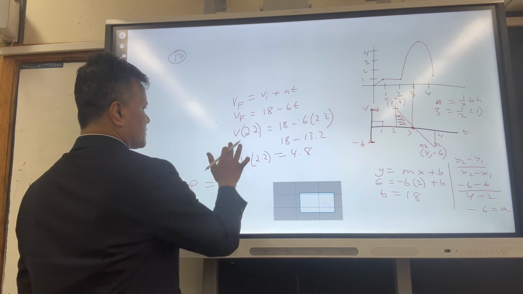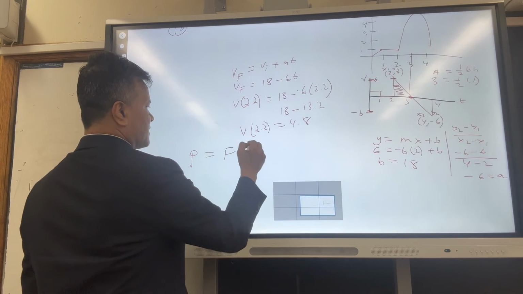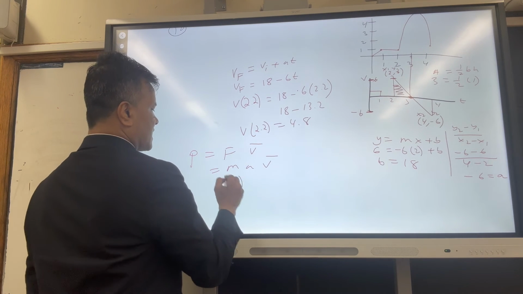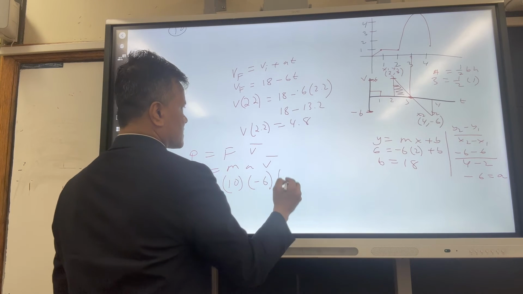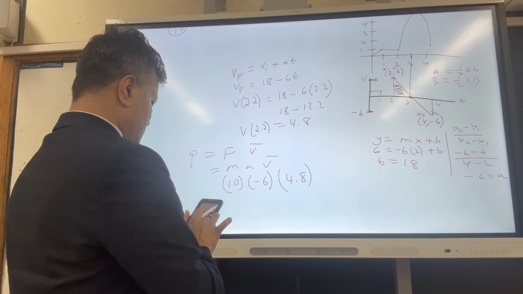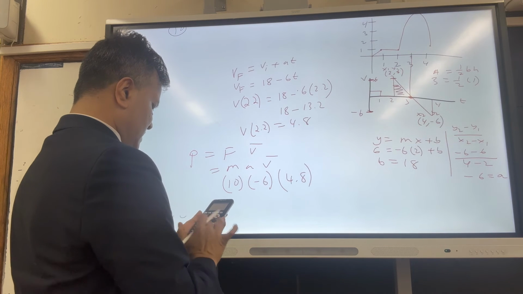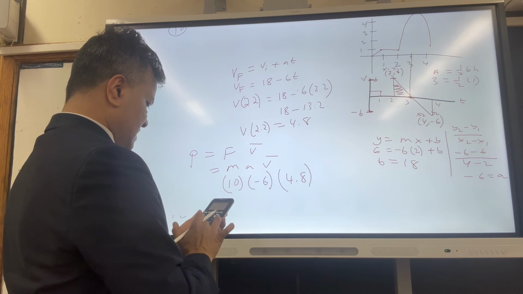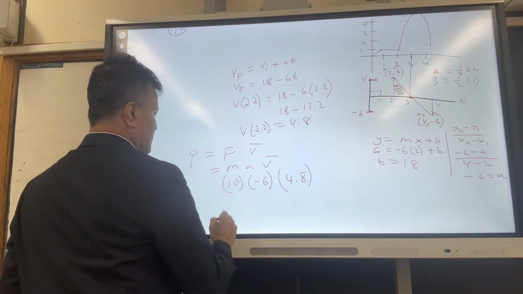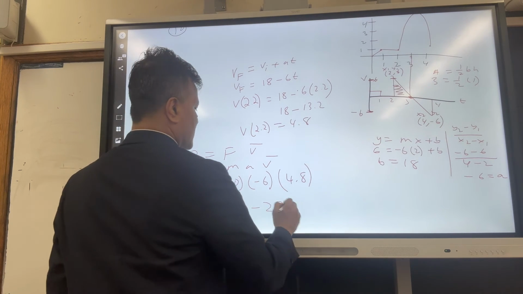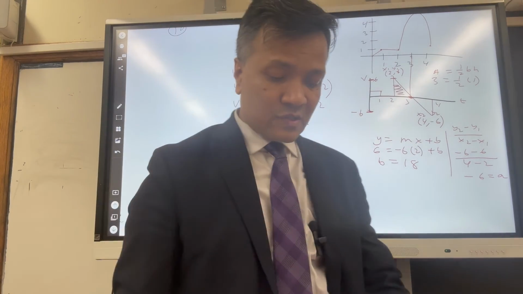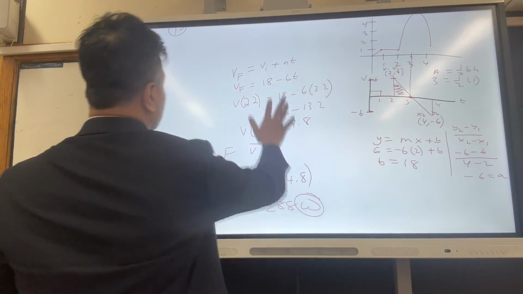Power is equal to FV. So power is equal to mav. Mass 10, acceleration negative 6, velocity 4.8. So 4.8 times 6 times 10, 288. Power is negative 288 watt. Okay, and that's gonna take us to problem number 13.